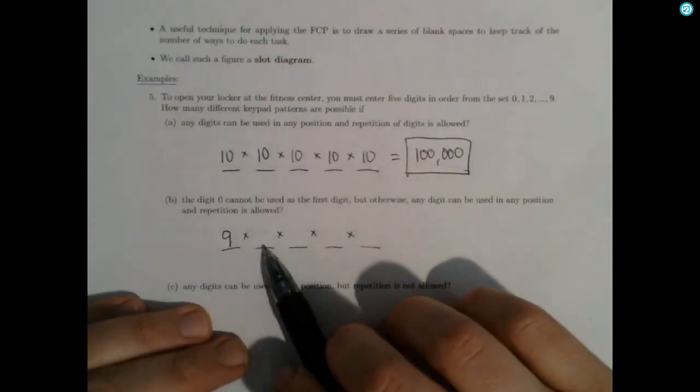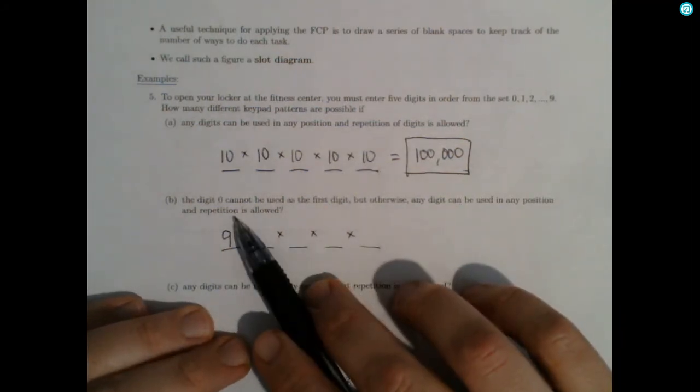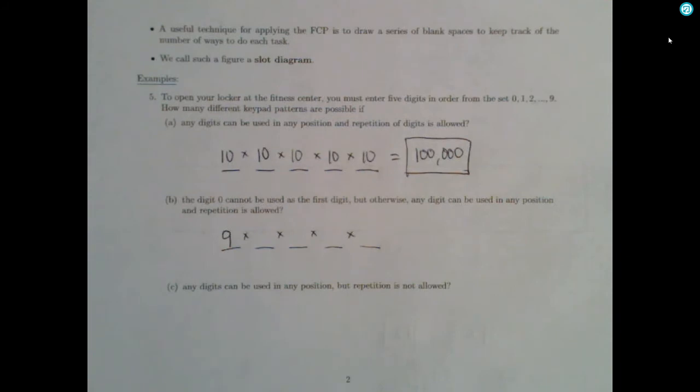Okay, but then the other digits you can use repetition. Okay, I'm sorry, my dogs. Sorry, my dogs were going crazy.